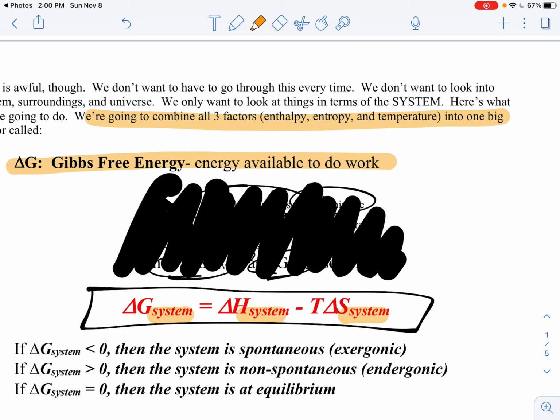394 negative times the 8 is negative 3152. And then I got 229 negative times 9, so minus 2061. Then I'm going to subtract from that the 16.4. So I got 3152 and 2061 and 16.4. If I've done my math right here, I get negative 5229 kilojoules for this.